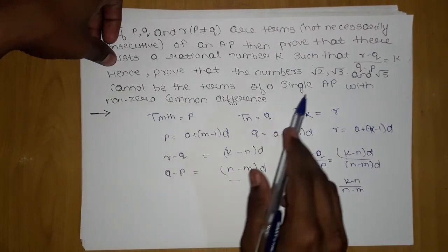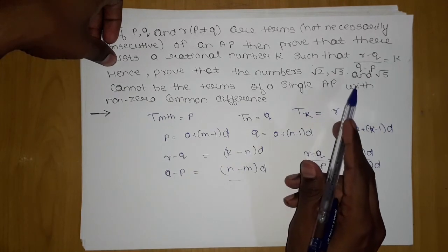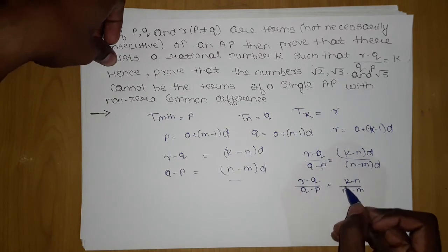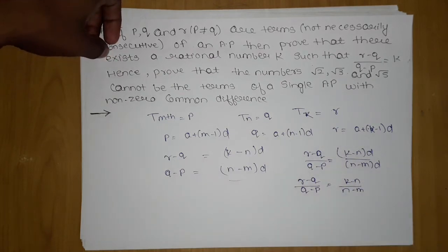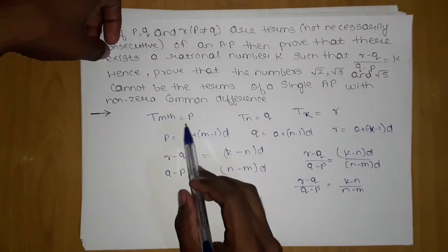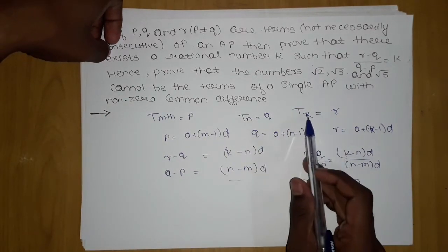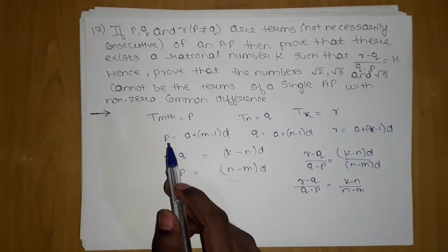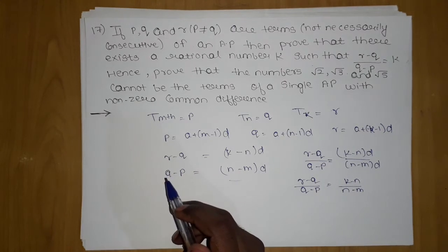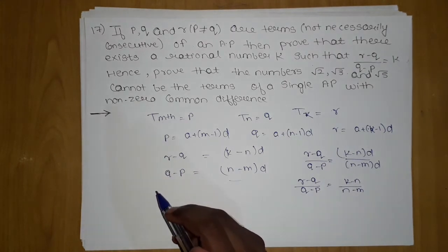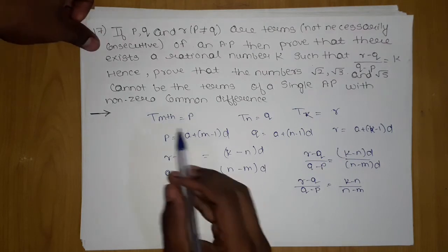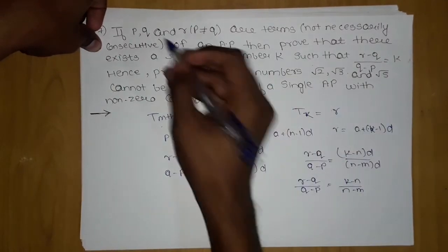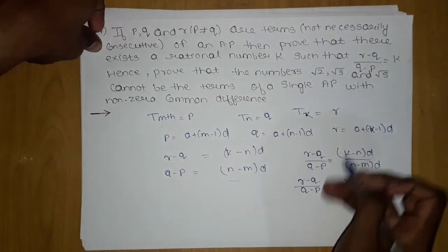Now they are telling, prove that the numbers under root 2, under root 3 and under root 5 cannot be the terms. So listen to what I am telling. We have taken that it is the p term, the q term, the r term, and then the m term, n term, k term. When I say m term, it means it is an integer, like the 6th term of this sequence, 7th term, 8th term, so they are integers. So m, n, k are integers. Now let's take these three as these values. If they satisfy this condition, then it will be right.